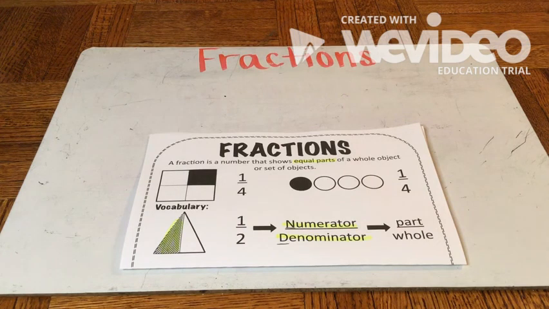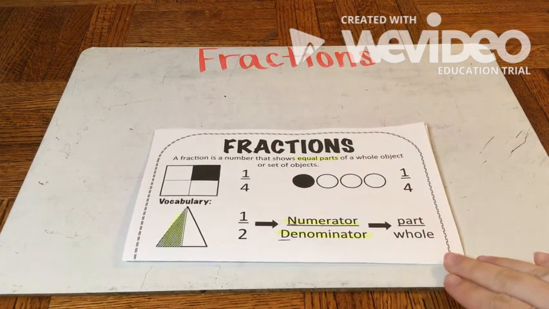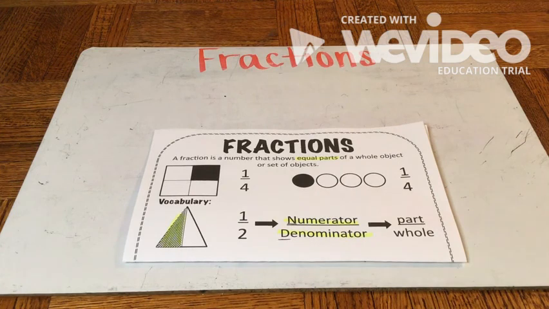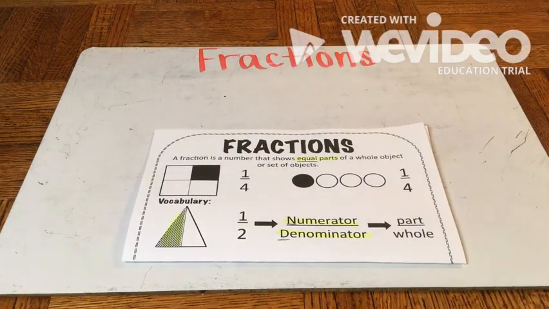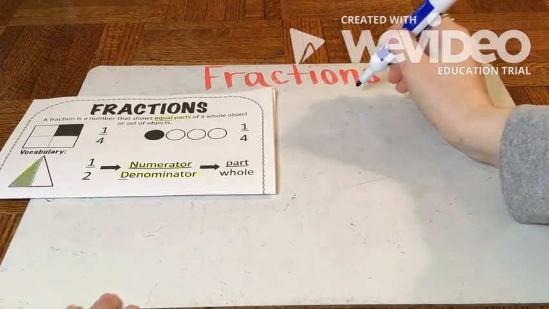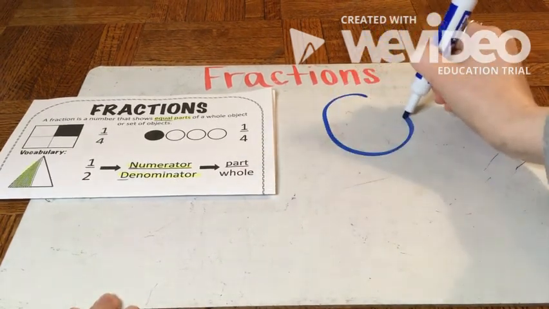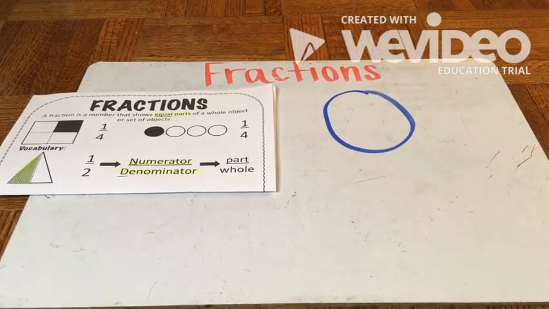So, the definition or the meaning of a fraction is a number that shows equal parts of a whole object or a set of objects. And this word equal is very, very important because in order for an object to be a fraction, it needs to have equal parts. So what do I mean by a whole? A whole is an object that has all of its parts. For example, this circle would be my whole.